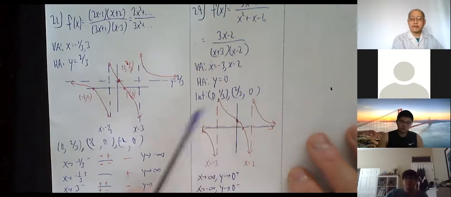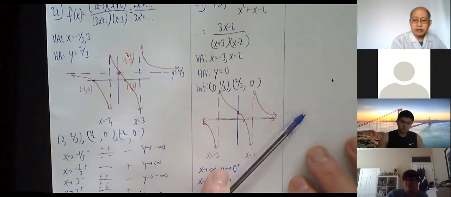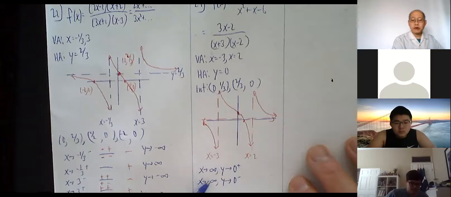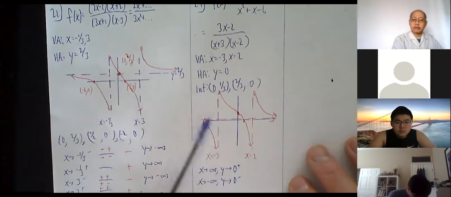There it is. So we have the whole graph. When x gets super big, we approach 0 from above, a little bit above. When x approaches negative infinity, I go way out there. It also approaches 0, but a little bit from below.